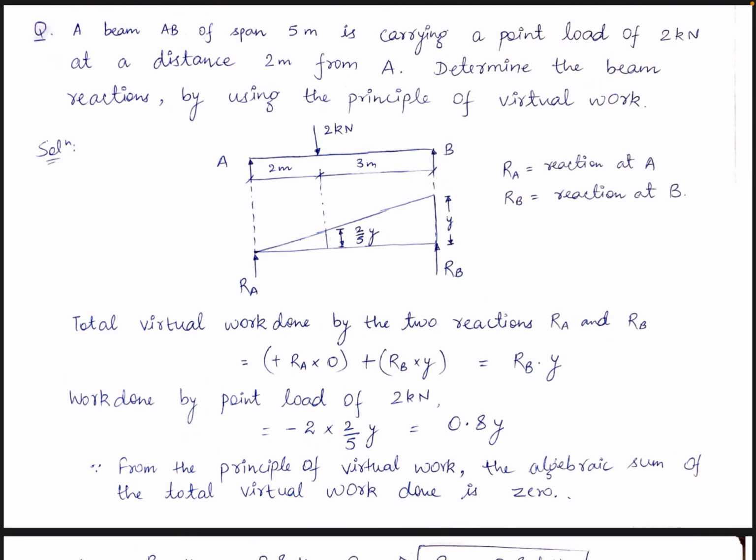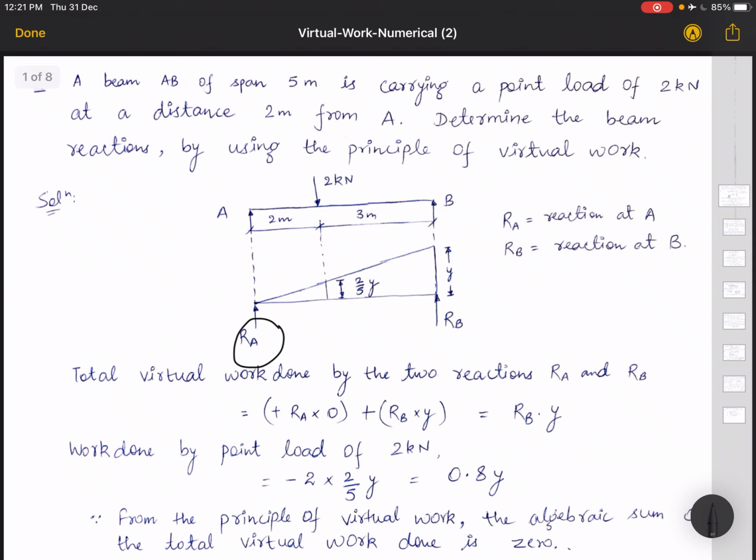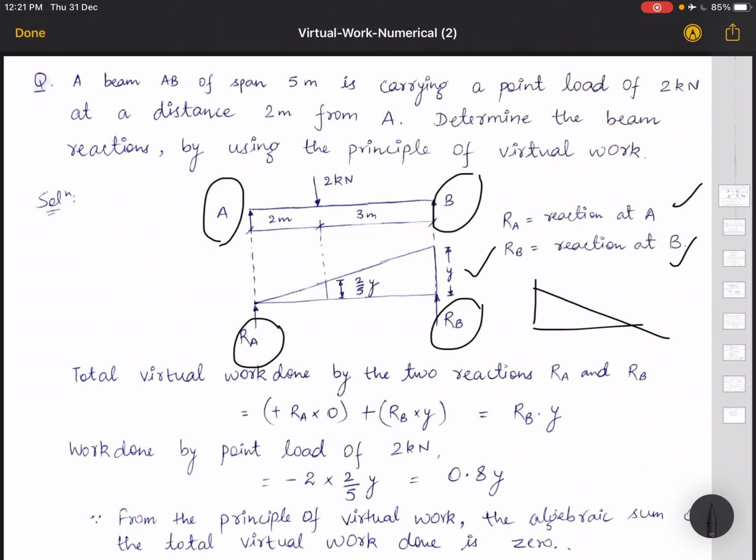It is a simply supported beam having two supports, so two supports and two reactions. RA and RB are the reactions at A and at B. What we are going to do, either you can give a virtual displacement at end B or you can give a virtual displacement at A. I have taken virtual displacement Y at B. To cross check, you can give a virtual displacement at A also and try to solve that problem. Your concept will be more clear.